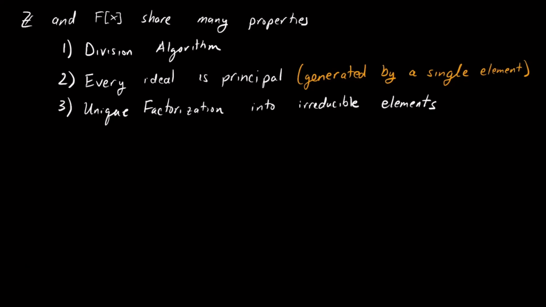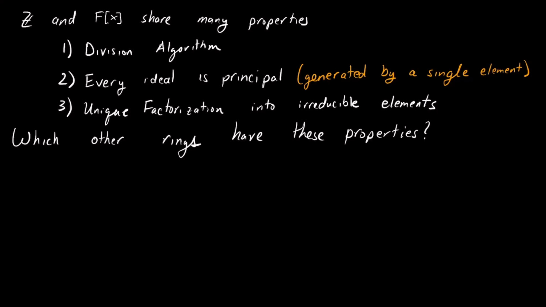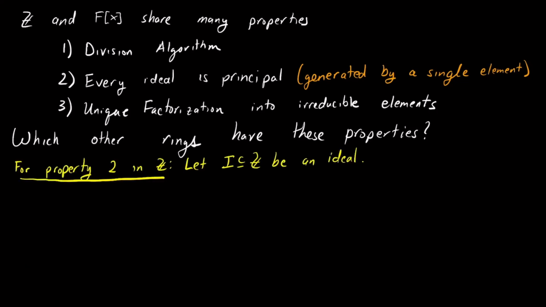Three, we might notice that these are unique factorization domains, right? In Z, we always have a unique factorization into products of primes. In F[x], we have unique factorization into a product of irreducibles. And so the natural question to now ask is, what other rings share these properties? Well, the first thing I want to mention, we'll prove this later, but this might be a good exercise to try, so it might be a good place to pause and try this problem.